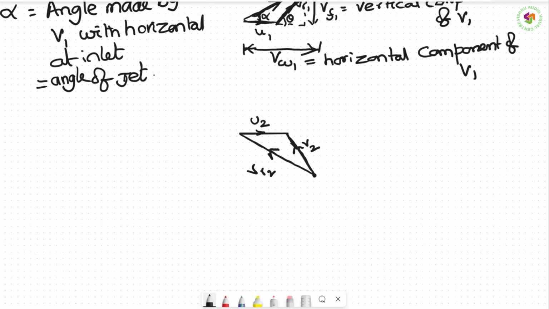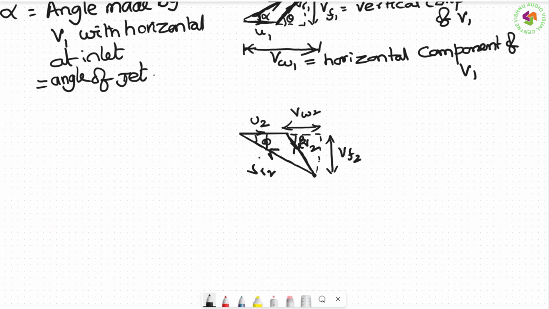Right now, if you take again the horizontal and vertical components of V2, this part is VW2 and this part is VF2. VW2, VF2 are just the horizontal and vertical components of V2, right? Then what is the angle? The angles made by the absolute velocity are alpha and beta, whereas the angles made by the relative velocity are theta and phi, right?